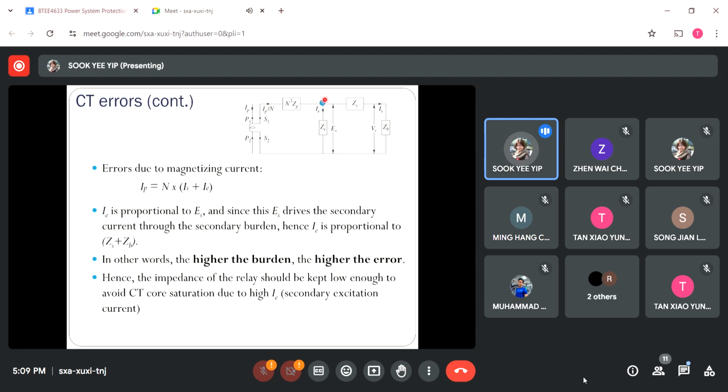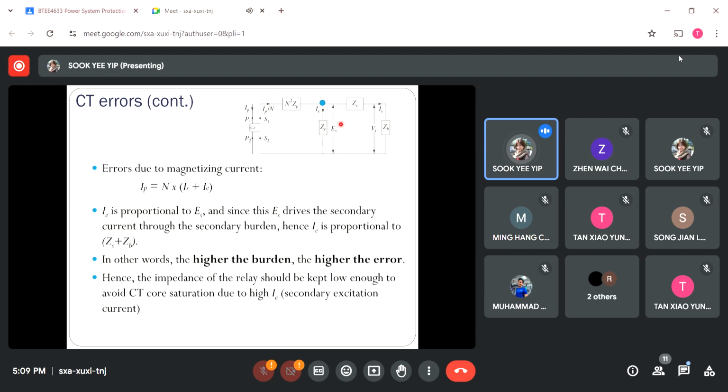So if you apply KCL at the node here, if you want to find the primary current, the entering current is equal to the leaving current. So IP over N is equal to IE plus IS, the secondary current. Removing the turns ratio by bringing it to the right-hand side, you'll notice that the summation of the secondary current and magnetizing current needs to be multiplied by the turns ratio. And we know that this magnetizing current depends on the secondary voltage induced at the secondary side, and this voltage causes the secondary current to flow through all the burdens.